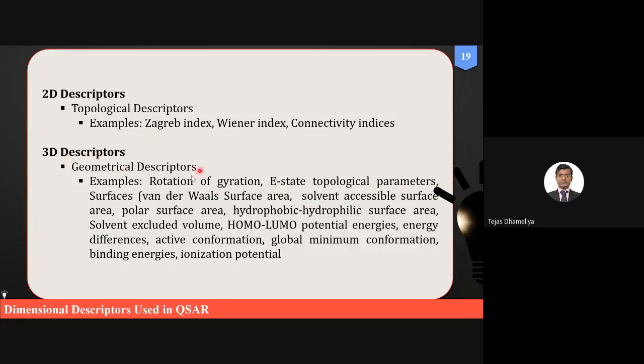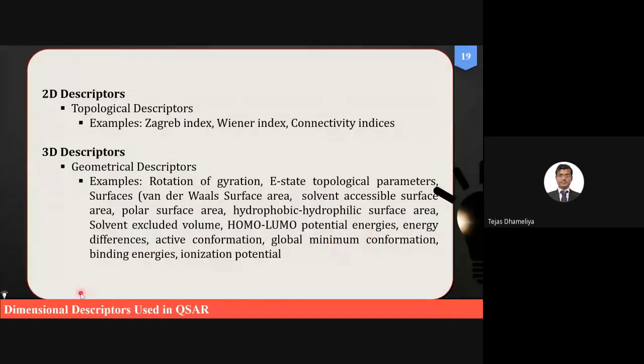3D descriptors basically deal with the three-dimensional shape of the molecule, such as the van der Waals surface area, solvent accessible surface area, polar surface area, non-polar surface area, hydrophilic and hydrophobic surface area. All other kinds of parameters are discussed. Then HOMO-LUMO, potential energies, energy differences, active conformation, and global minimum are also considered.